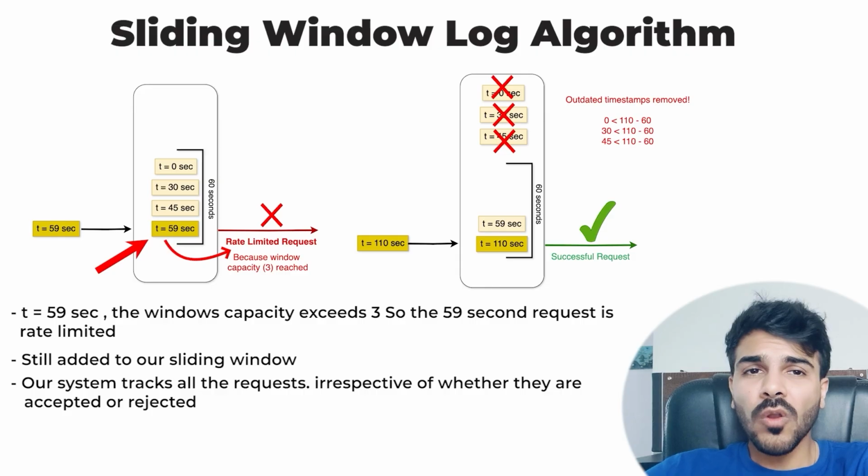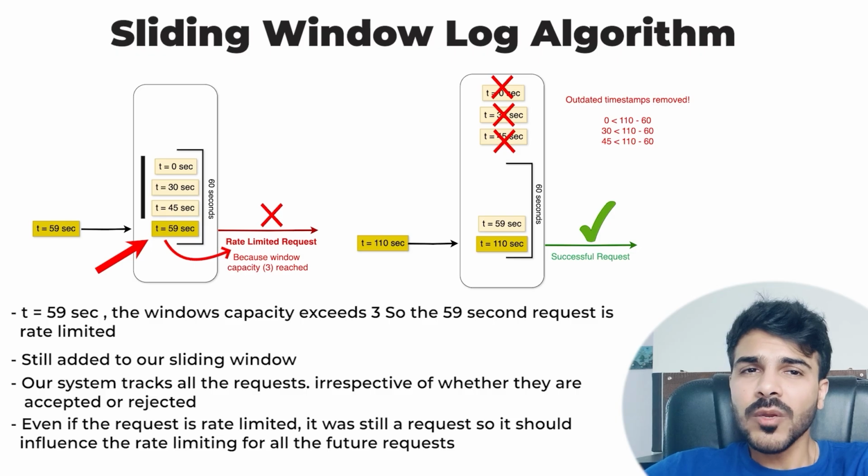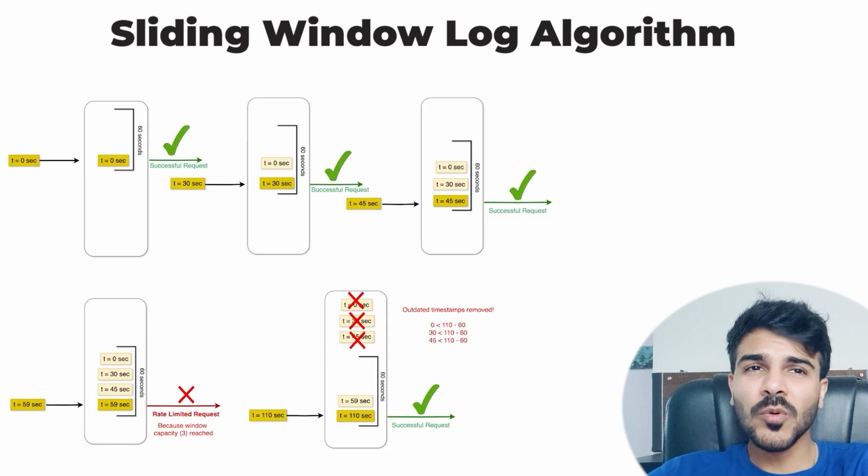We know that we always look back and see how many requests have been there in the window so far. So even if the request is rate limited, it was still a request that our system got, and therefore it should influence the rate limiting for all the future requests. Enough talking. Let's go through our run through and see this in action.